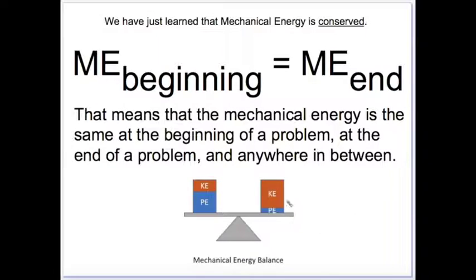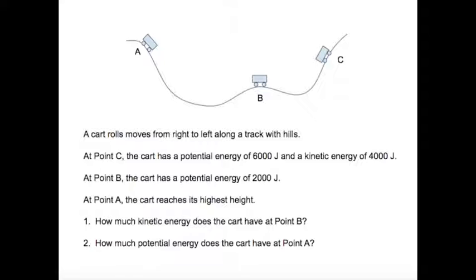We can see that on the scale right here. When you add up the kinetic energy and the potential energy, that's why you get mechanical energy. If you do that in the beginning and you do it at the end, the kinetic energy and potential energy might be different, but the total is the same. They balance out. Here are the basic ideas for a conservation of energy problem.